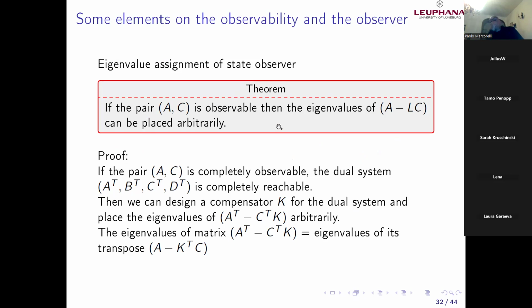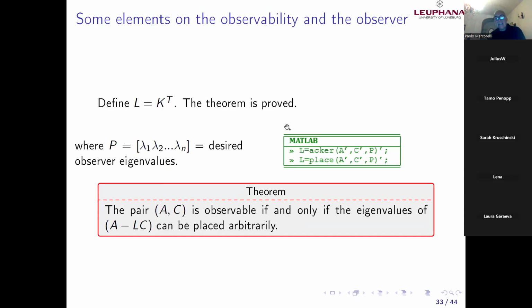Here it is formulated in the sense that if we have an observable system, then I can place the eigenvalues. This formulation follows directly from our lecture, but also, as I told you before, opening this slide here, it goes also in the other direction. Therefore, if and only if. If and only if means: if I can place the eigenvalues of the matrix A minus LC using the design matrix L, the system is observable.